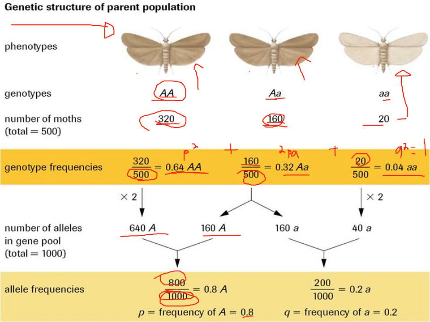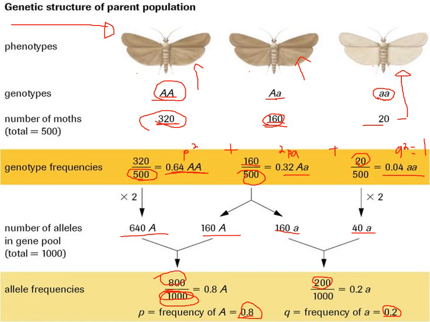Now, over here, for the little A's, I have 160 from the heterozygous, 40 from the little a individuals. That's 200. 200 divided by 1,000, that gives us 0.2. So our P is 0.8 and our Q is 0.2 in our population. And you can go back and verify to see that this matches.